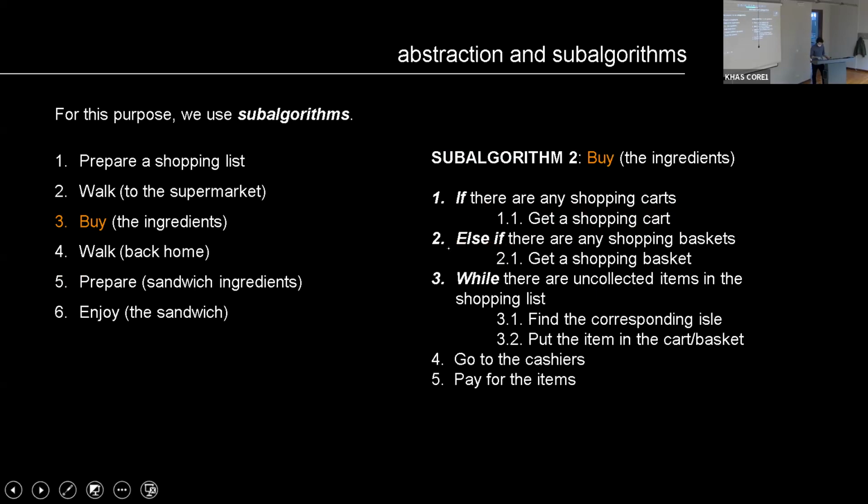If there were any shopping carts, you wouldn't read step 2. You don't need to read it. You will just jump to step 3. If you are reading step 2, you know that there are no shopping carts. Else, if there are any shopping baskets, get a shopping basket. And then you come to step 3.